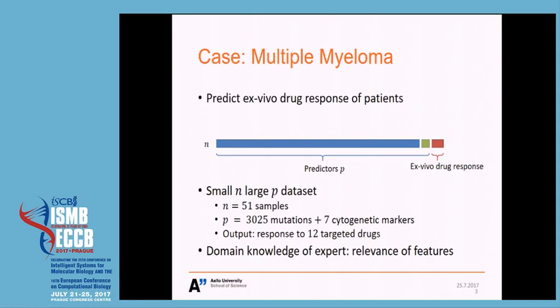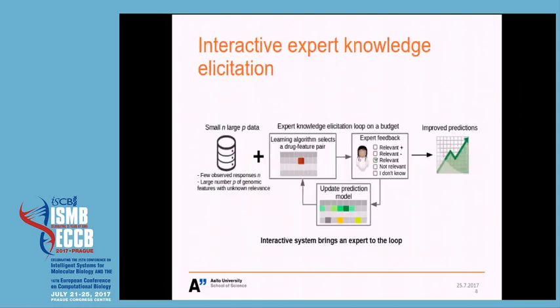And how we aim at solving this: we think that we can improve the predictions when we bring in domain knowledge of experts. Specifically here, we assume that the experts might know something about the relevance of the features to this prediction task. We would eventually like to have an interactive system that could be used in clinic, so the doctors could really input their also tacit knowledge to the system. For that, we have developed these interactive expert knowledge elicitation methods.